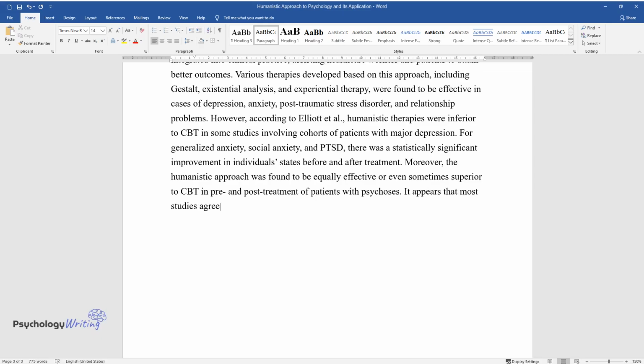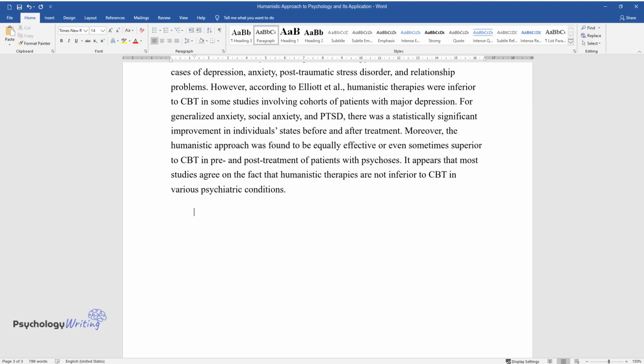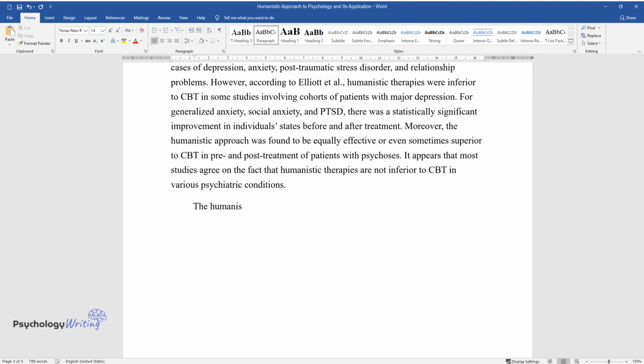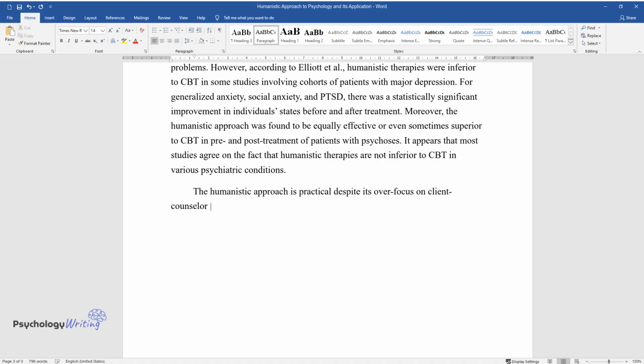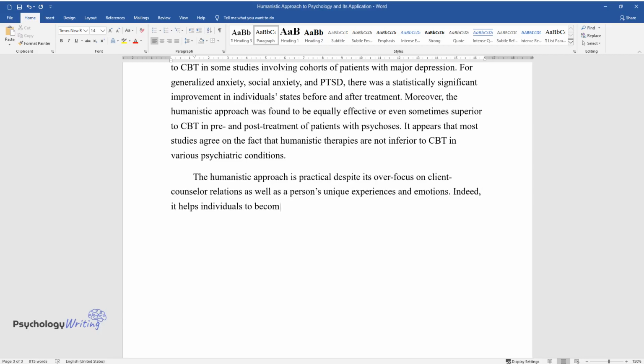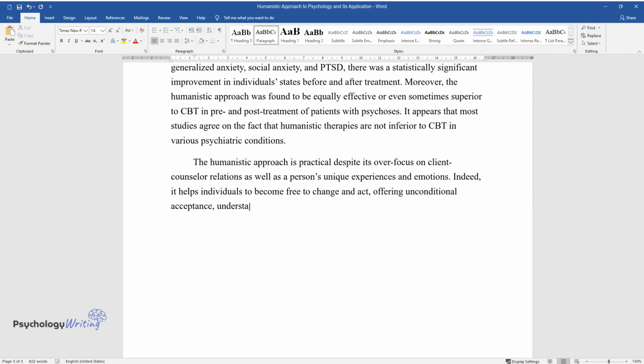It appears that most studies agree on the fact that humanistic therapies are not inferior to CBT in various psychiatric conditions. The humanistic approach is practical despite its overfocus on client-counselor relations as well as a person's unique experiences and emotions. Indeed, it helps individuals to become free to change and act, offering unconditional acceptance, understanding, and support.